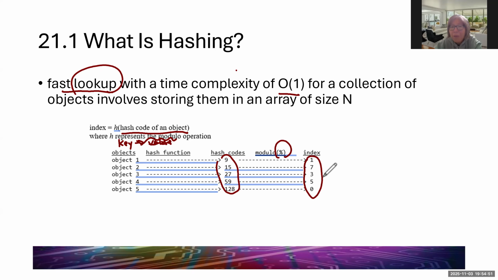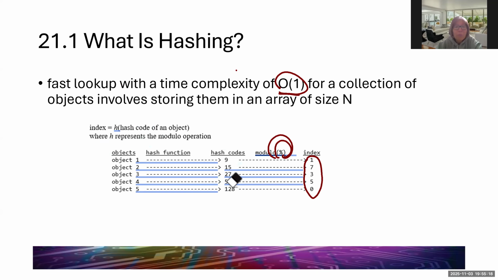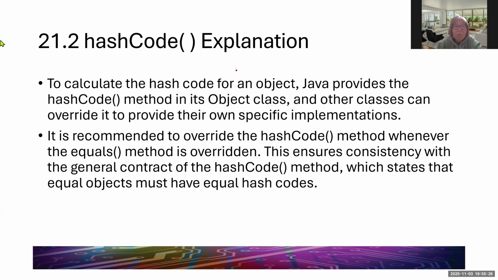Because of this, the lookup complexity is order of a constant, because it doesn't involve any comparison. You just directly apply the hash function to the key and then do the modulo operation, and then you get the index. So that's the benefit of its lookup.